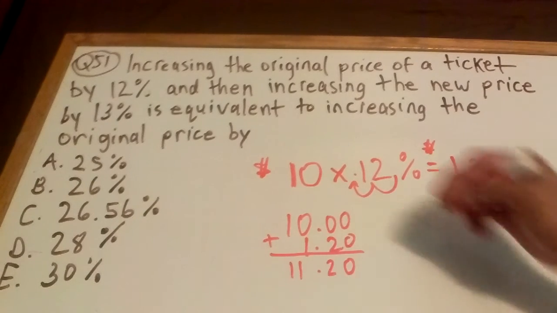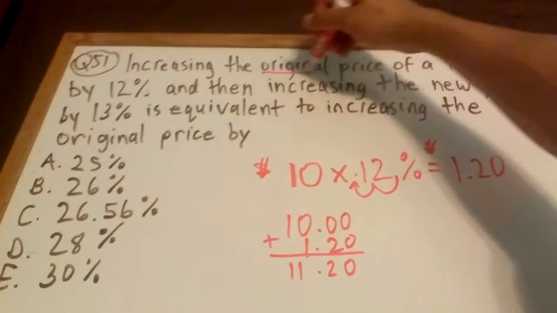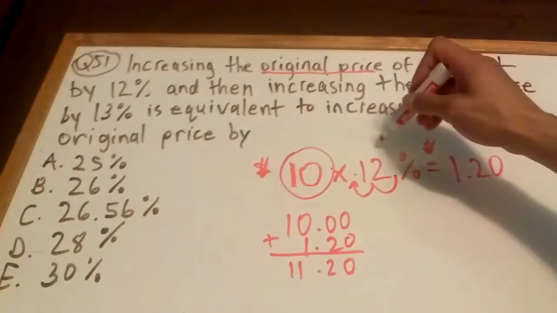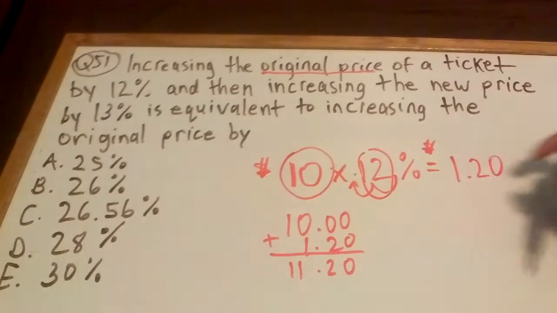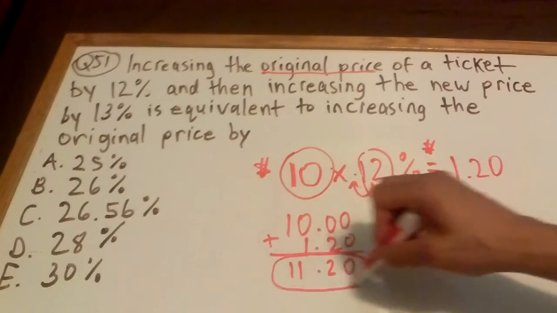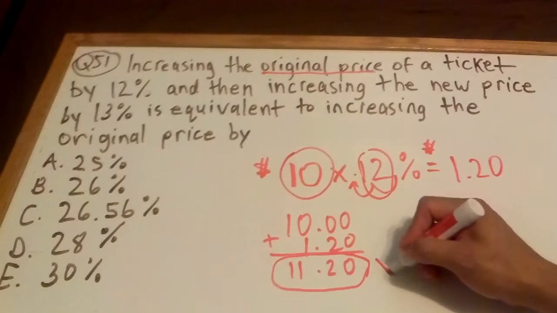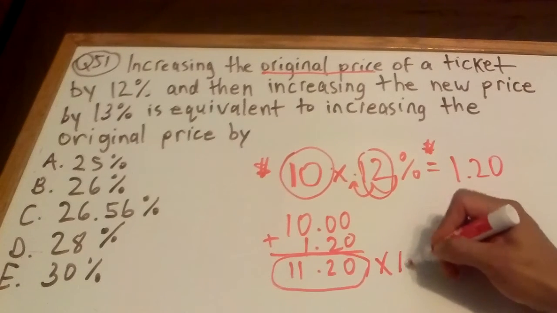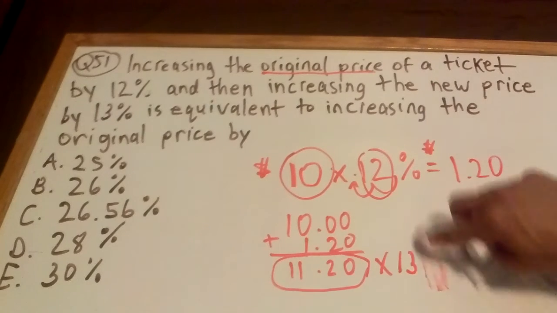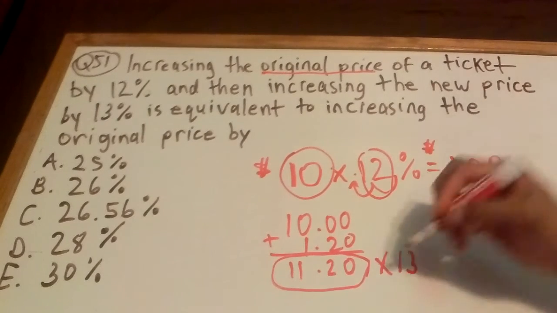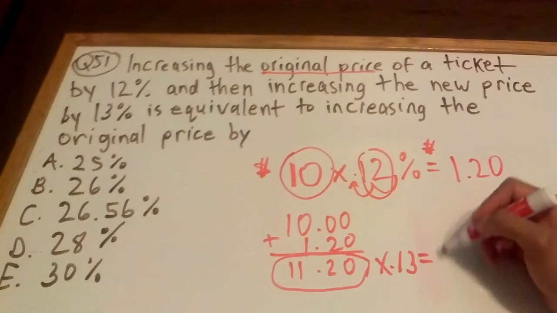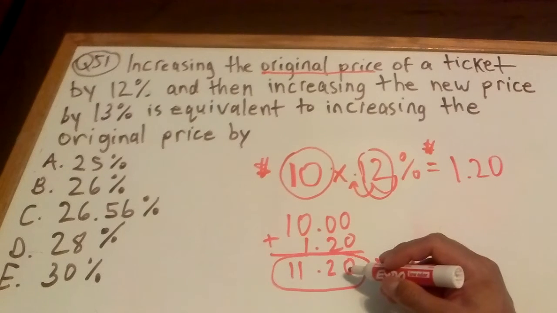Aha. So look what it says. Increasing the original price. We have our original price. We decided to make it 10. Of a ticket by 12%. All right, here's 12%. And did we increase it? Yes. And then increasing the new price. Here's the new price. By 13%. So now let's increase this one by 13%. Which is really the same as what? 0.13. And that's going to give us some new number. And then whatever turns out to be the answer, we have to add to this, right? And then we get our final answer. All right, so let's do it.